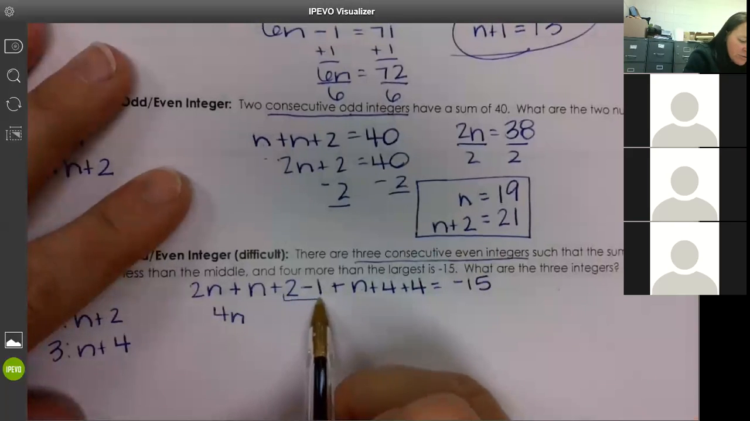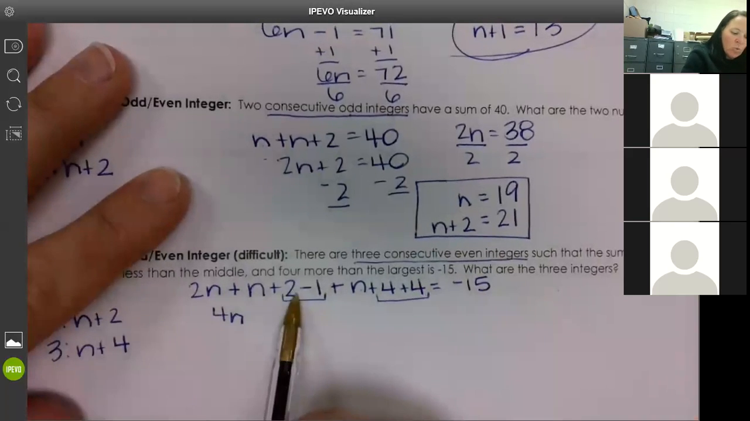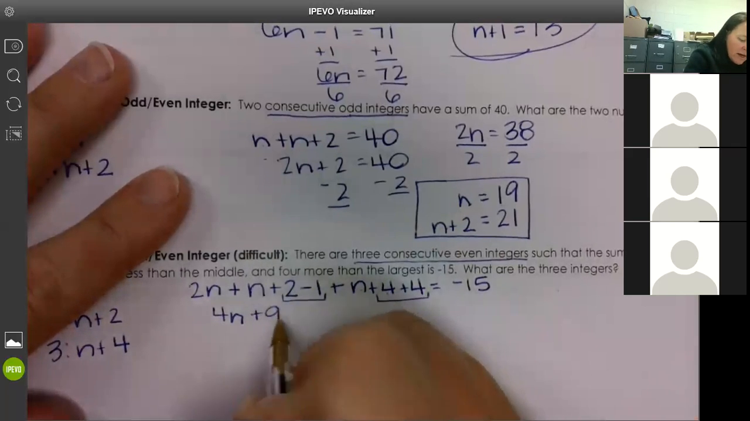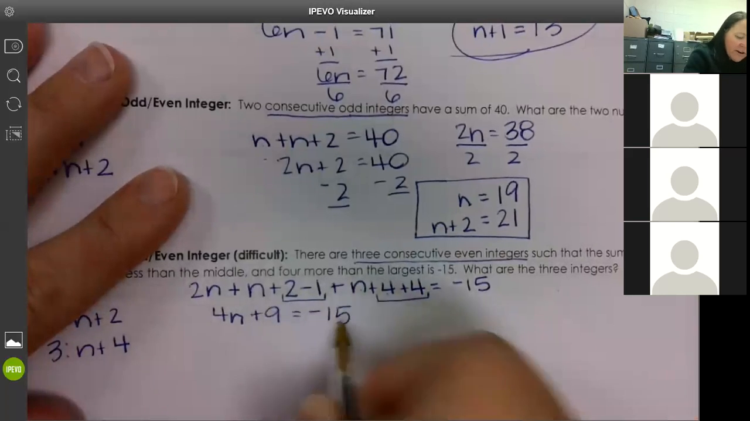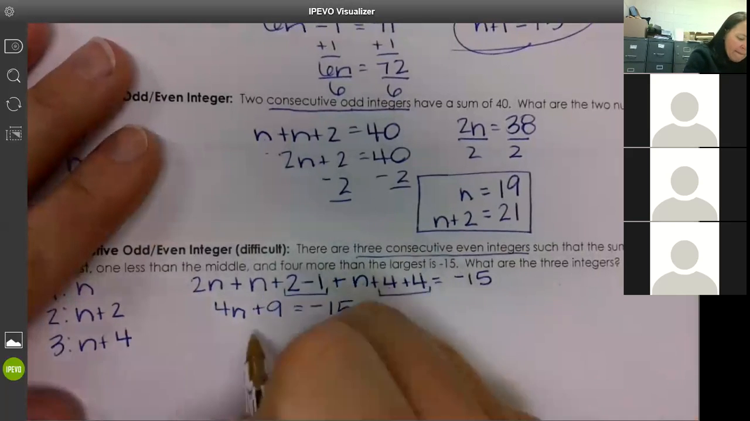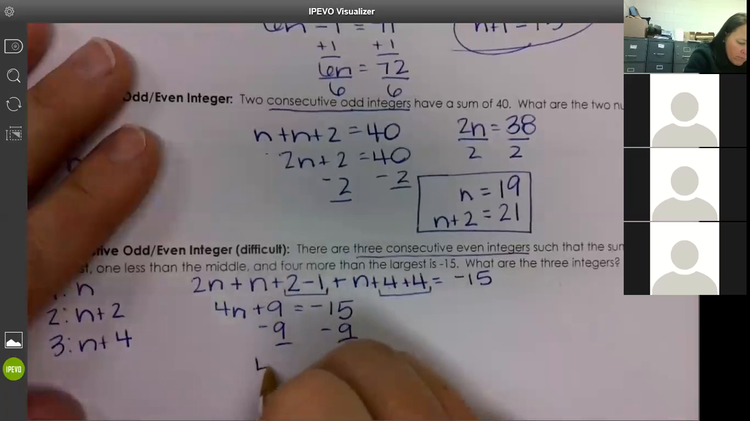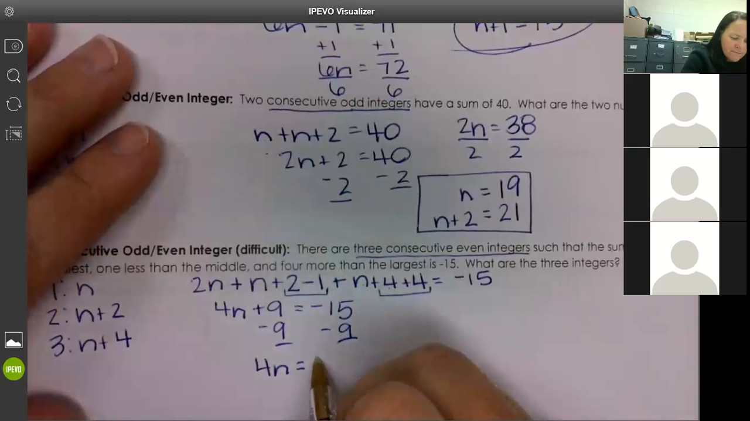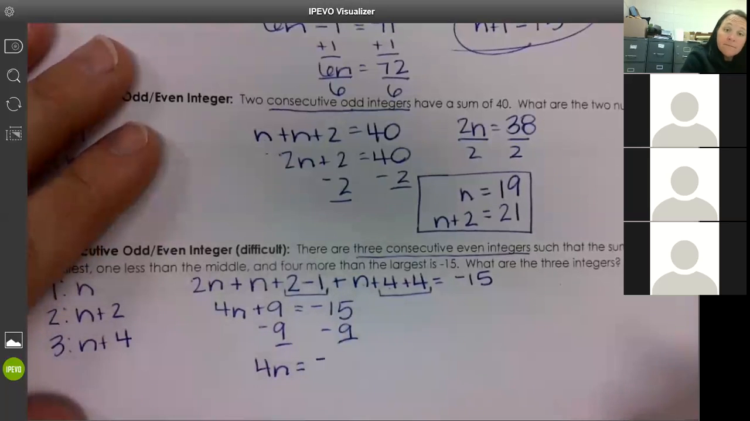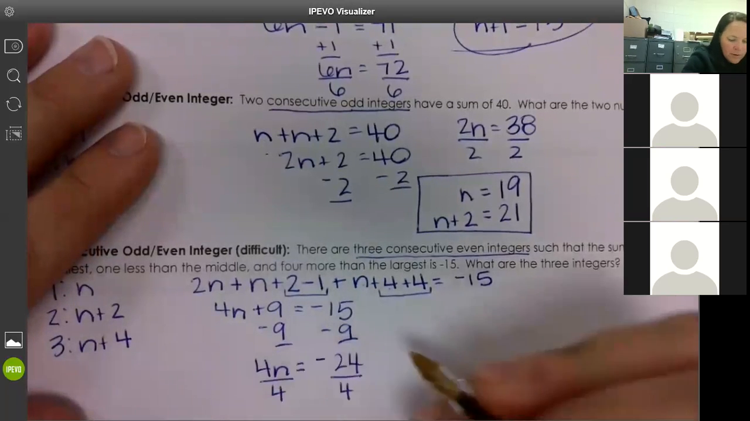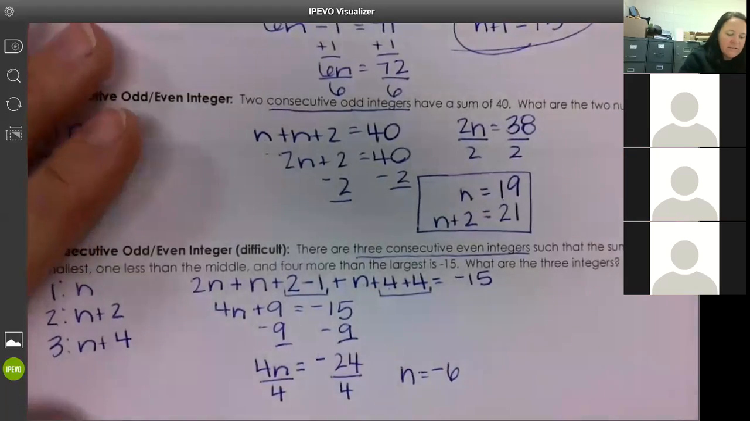Add your numbers. 2 minus 1 is 1. Plus 4 is 5. Plus 4 is 9. So a positive 9. Make sure you carry down the negative 15. How do I solve? Subtract 9 from both sides. We get 4n equals, what is negative 15 minus 9? Negative 24. Perfect. Divide by 4. And we get n equals negative 6.